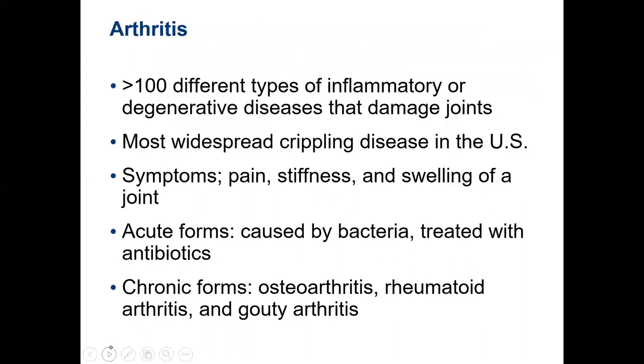There are better than 100 different types of inflammatory diseases that we call arthritis. The word arthritis means inflammation of a joint. As a whole, arthritis is the most widespread crippling disease in the United States. Symptoms are the symptoms of joint inflammation, difficulty moving, swelling. There are many, many different forms of arthritis. Some of them are acute and caused by things that can be treated like bacterial infection. Some of them are chronic, and we just have to manage the symptoms.